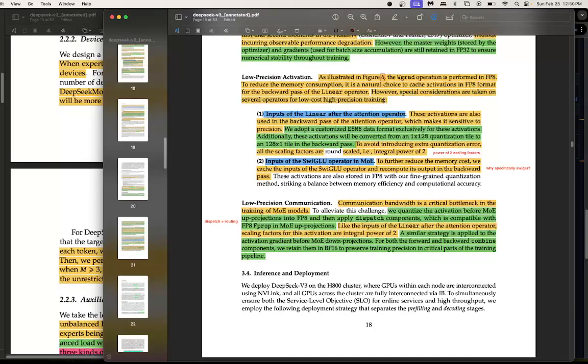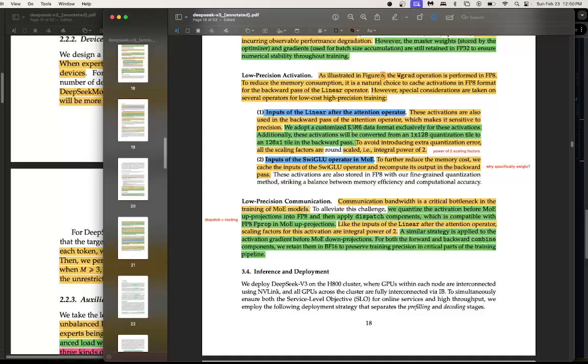But they have to. Oh yeah, this was really weird. They did something special here. They adopted a customized E5M6 data format, so 5 bits of exponent, 6 bits of mantissa, exclusively for the activations after the inputs of the linear after the attention operator. They have such little information here. Like, I don't know, I found that kind of strange.